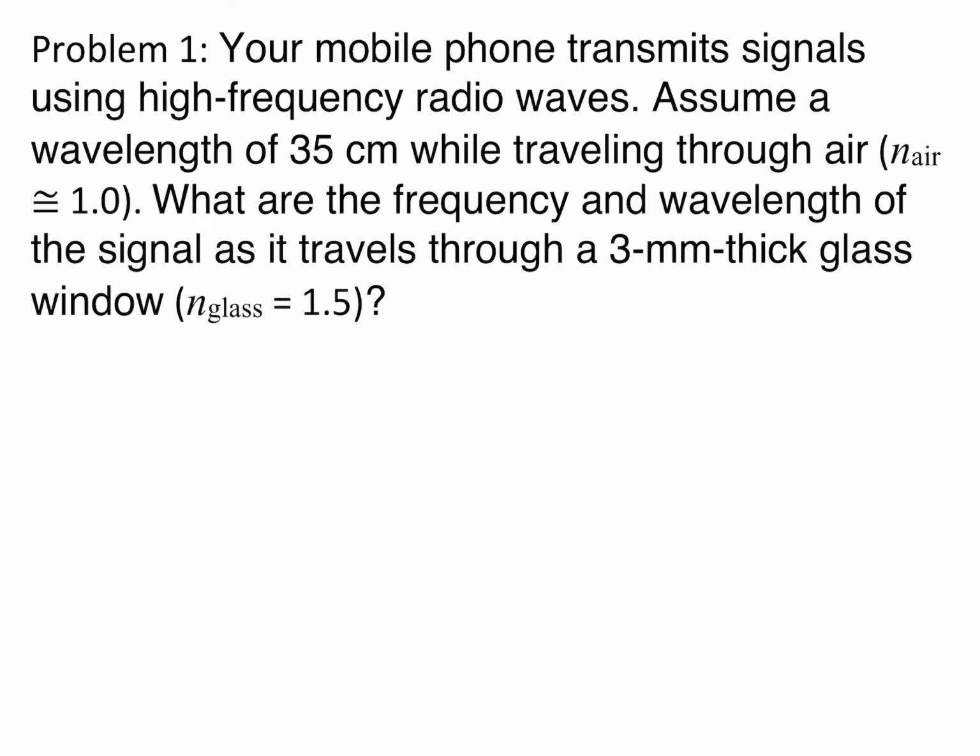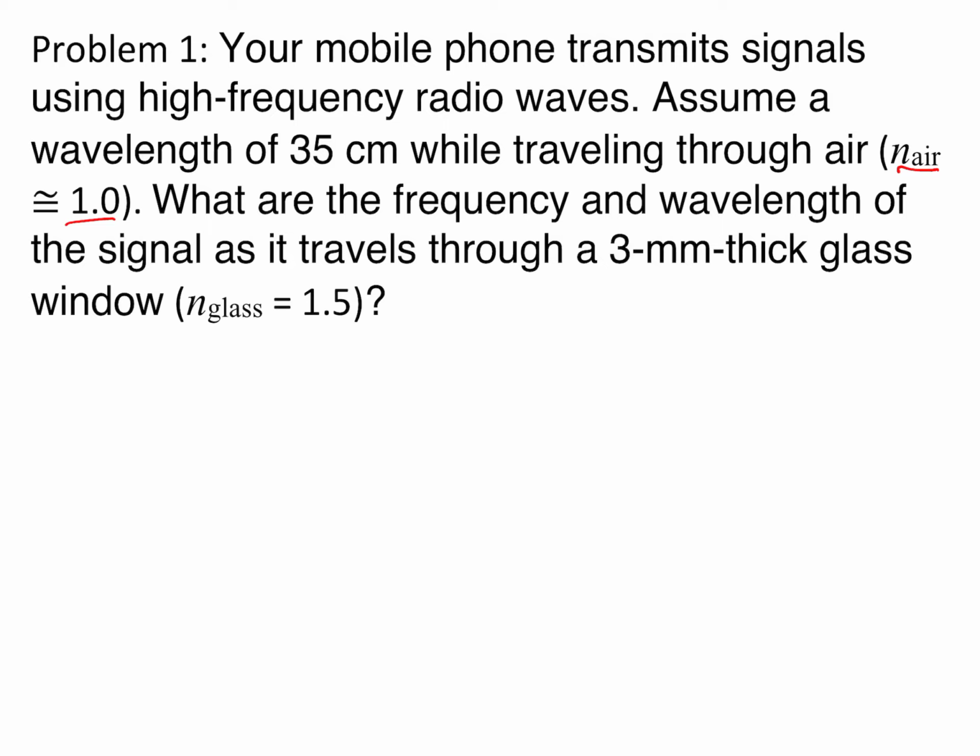This is the problem. Your mobile phone transmits signals using high frequency radio waves. Assume a wavelength of 35 centimeters while traveling through air. The refractive index of air is simply 1. What are the frequency and wavelength of the signal as it travels through a 3 millimeter thick glass window, where the refractive index of glass is 1.5? So, think about that. You have to use two formulas: one is the formula of refractive index, and the other is the wave velocity.